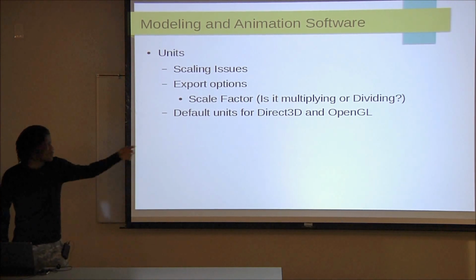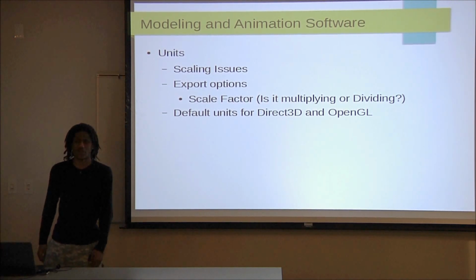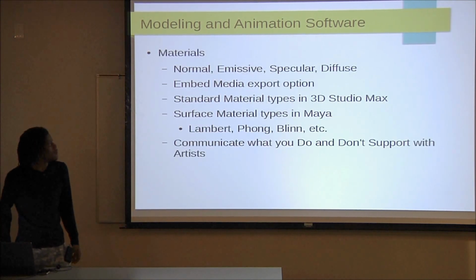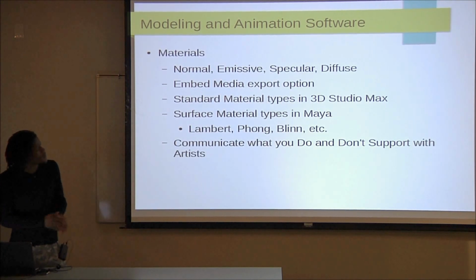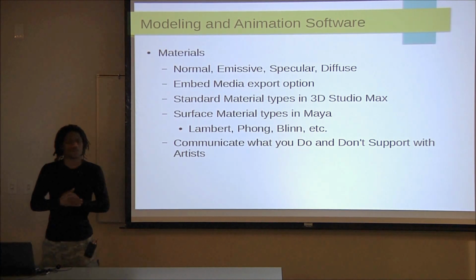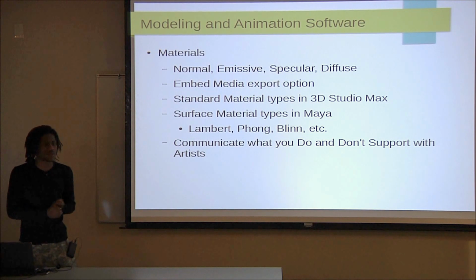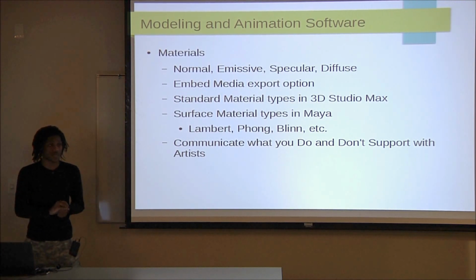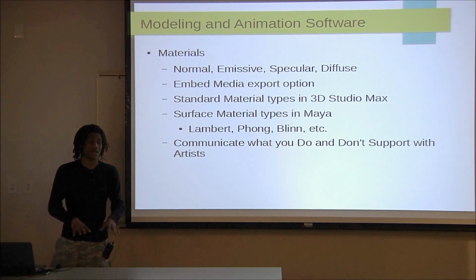Default units, I think I just said that default units for Directory and OpenGL are meters. Materials: this is like when they're inside of Max and Maya, you can apply materials, textures, different shaders and stuff like that. And the artist can do that while they're modeling. They can see what it's going to look like right there in Maya and Max.